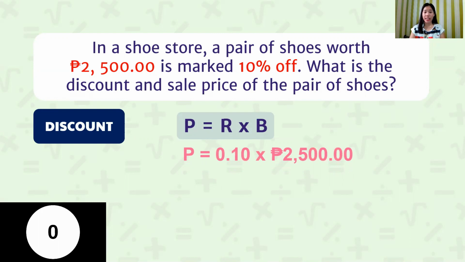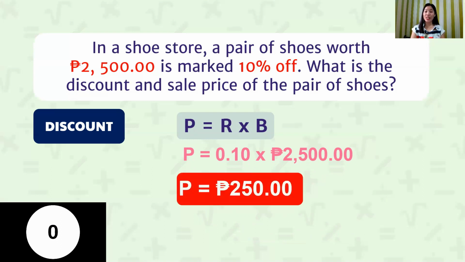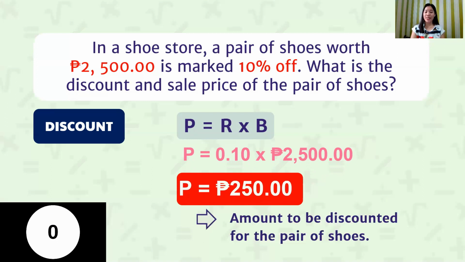10% was converted to its decimal form. That is why we used 0.10 as our rate of discount. In multiplying 0.10 by 2,500 pesos, we will get, very good, 250 pesos, meaning 250 pesos is the amount to be discounted for the pair of shoes.